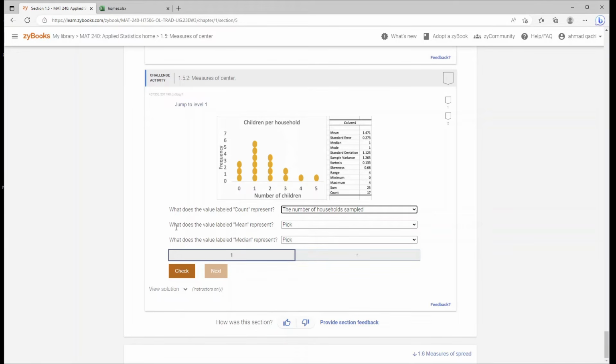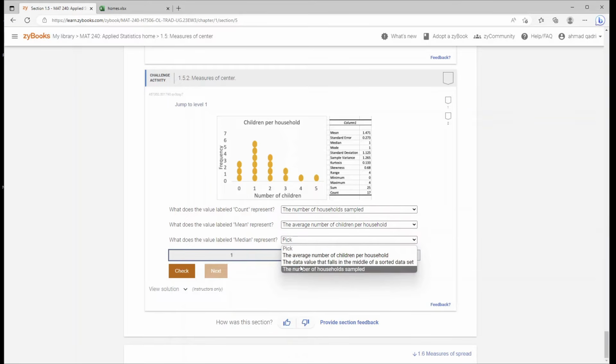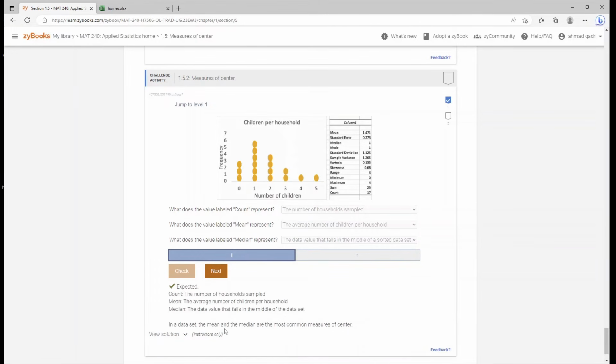The next is, what does the value mean represent? So the mean represents the average number of children per household. And then the median is the middle value in a sorted data set. So that would be the median. So if I hit check, that is the correct response.